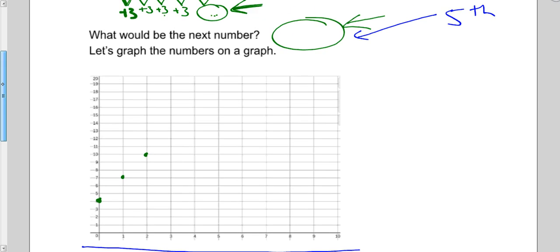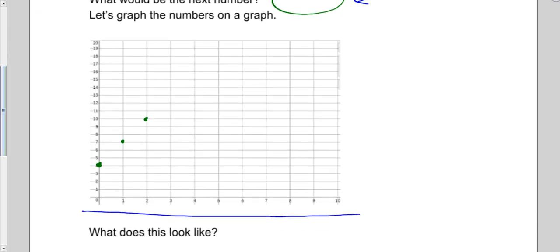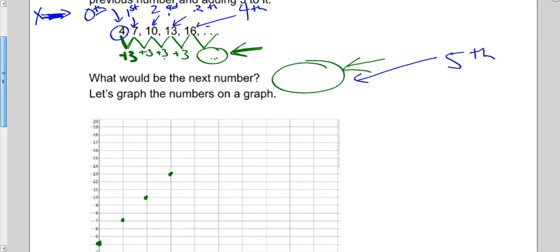And then for 3, when x is 3, so right here, I got a y equal to 13. So the point I'm going to graph is 3, 13. Again, start at the origin, go over to 3, and up to 13. And that's where I'm going to put my dot. And then I'm going to do that for 4 and 5 as well.